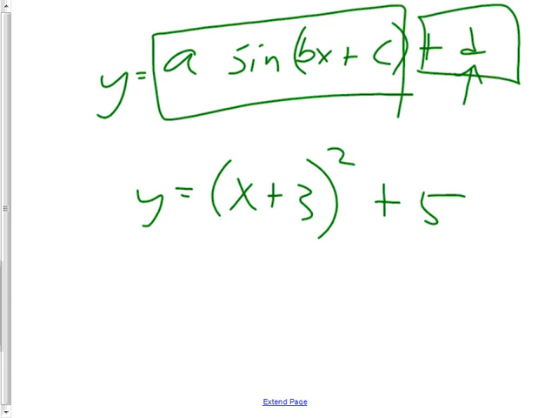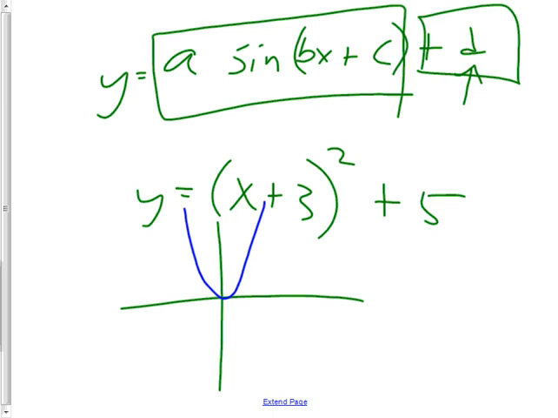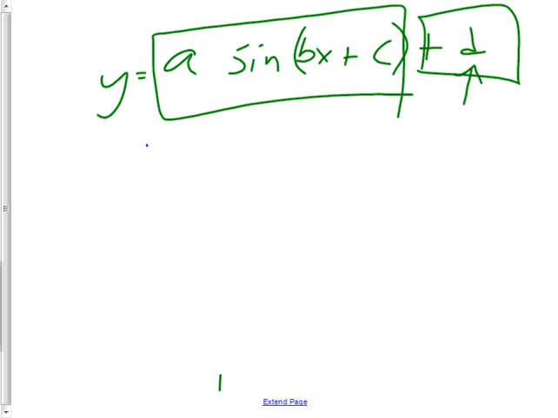No, it moves the whole thing up. Picture the U shape here. Here's a parabola. You get that in my typical parabola? Except what's this plus 3 do? Moves left 3. And then what's that plus 5 do? Moves the whole thing up 5. Same thing, except now we're not talking about parabolas. We're talking about sine graphs.